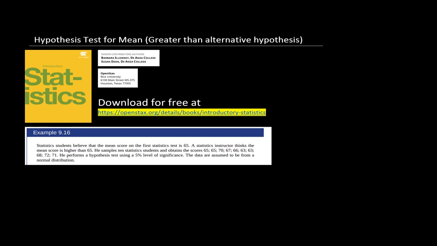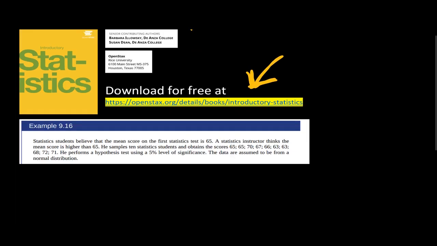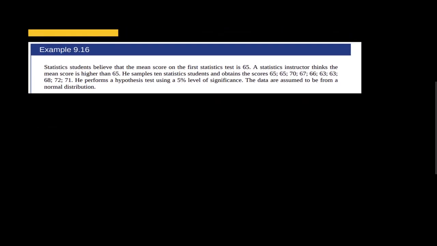All right, in this video, I'm going to discuss example 9.16 from the free online introductory statistics textbook, which you can download via this link. And this is a hypothesis test for the mean, and we have a greater than alternative hypothesis. Okay, so let's go ahead and read through the example first.